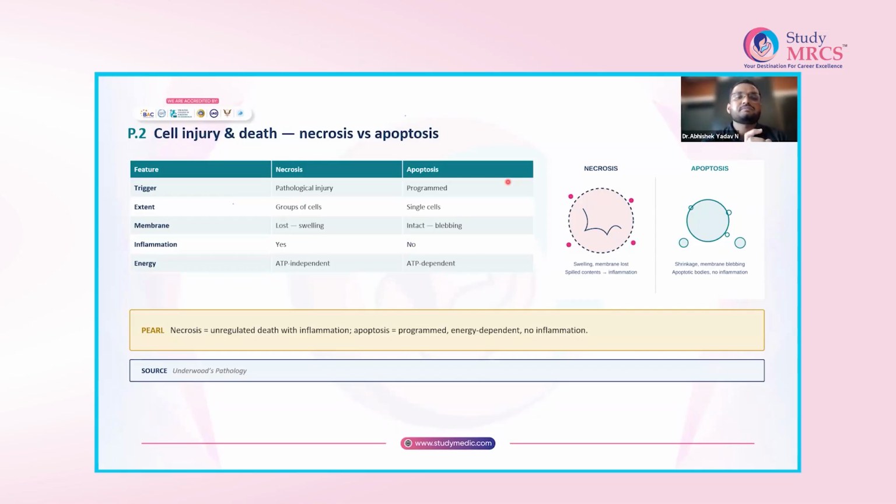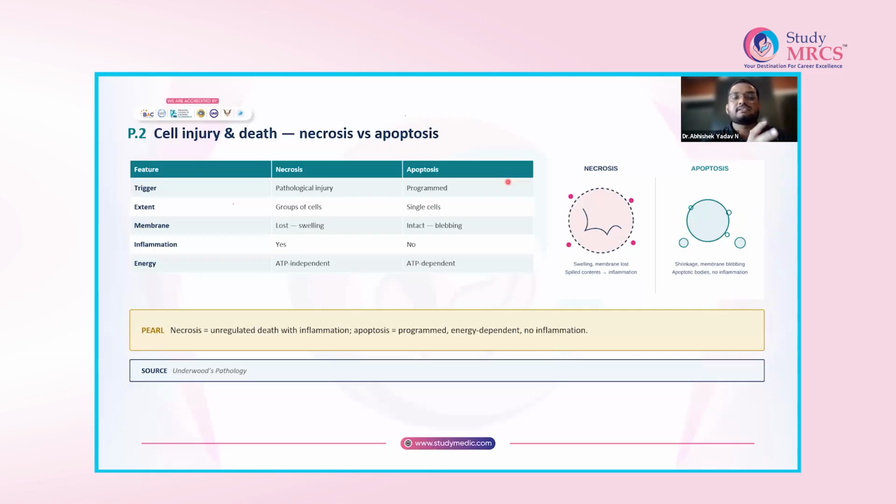So regarding the extent, most of the time necrosis involves a group of cells or a tissue, whereas apoptosis most of the time is a single cell event. Membrane, that's very important, that's what differentiates necrosis and apoptosis. The cellular membrane will be intact in apoptosis, whereas in necrosis there is a loss of cellular membrane. Because of the damage to the cellular membrane, there is a loss of ion homeostasis.